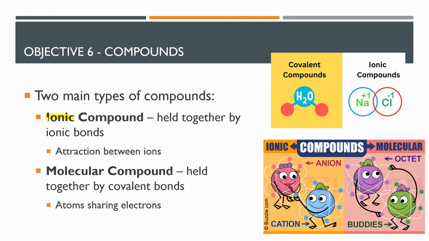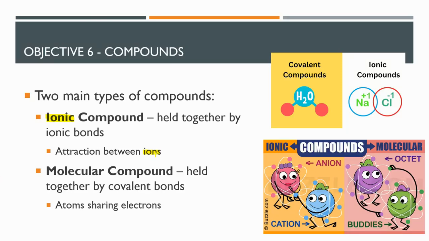And so an ionic compound is an attraction between ions. So we know that ions are charged particles. And what happens is when one atom loses and one atom gains, we now have positive and negative charges and opposites attract. And that's essentially what forms an ionic compound.